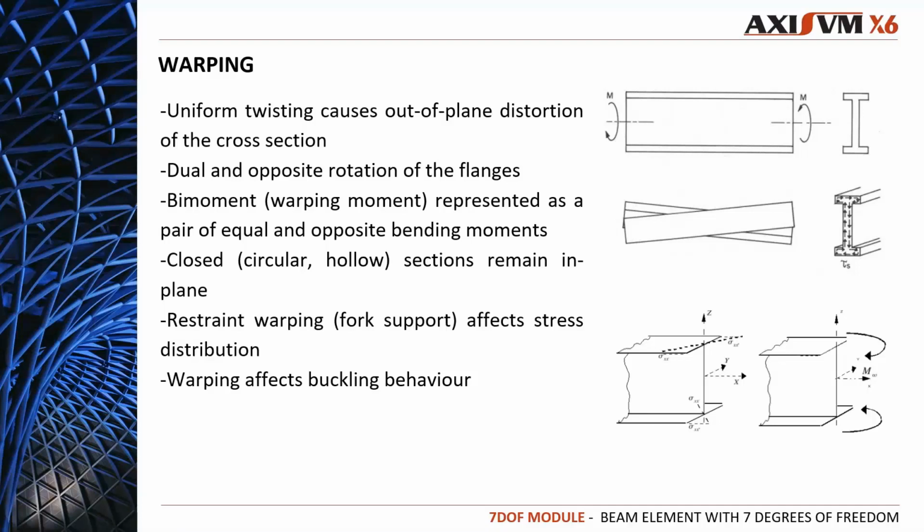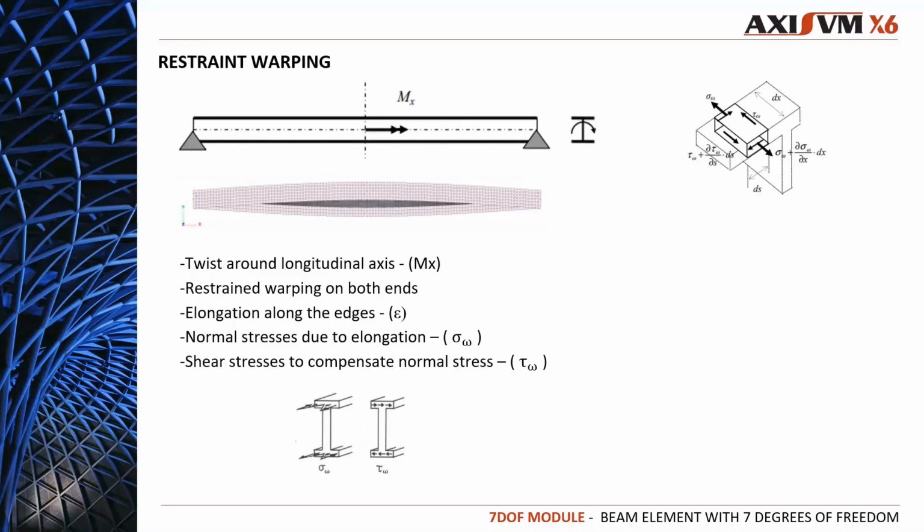Members of closed sections, such as hollow sections or circular cross sections, will remain in plane under twisting, but generally all open cross sections are affected by warping. Why is it important? Warping has a significant effect on the out-of-plane distortion of the cross section if it is restrained, since it severely affects the stress distribution. Fork support, for example, is a type of support which restrains warping. And the other important thing is that warping also has a significant effect on the stability behavior. So if the warping is restrained, we will have additional stresses which need to be taken into consideration.